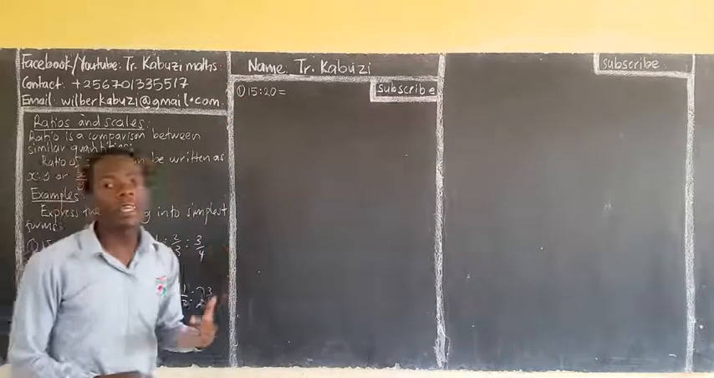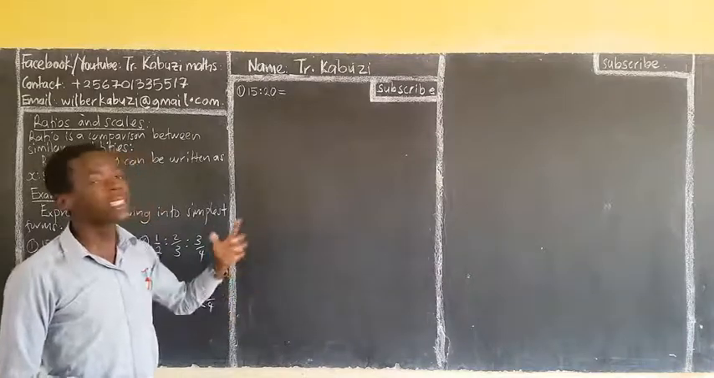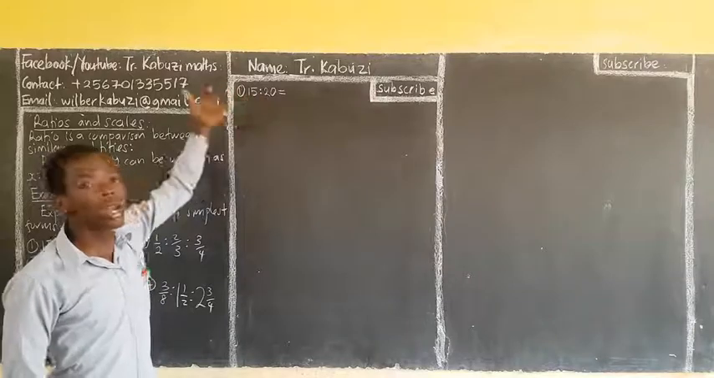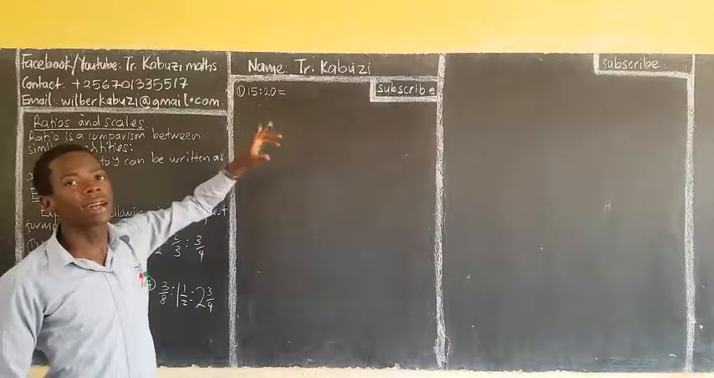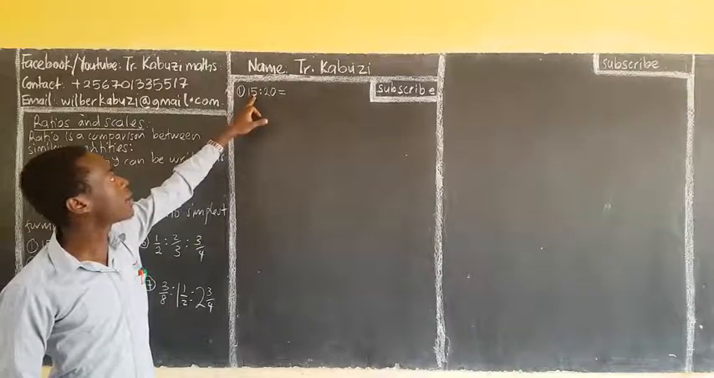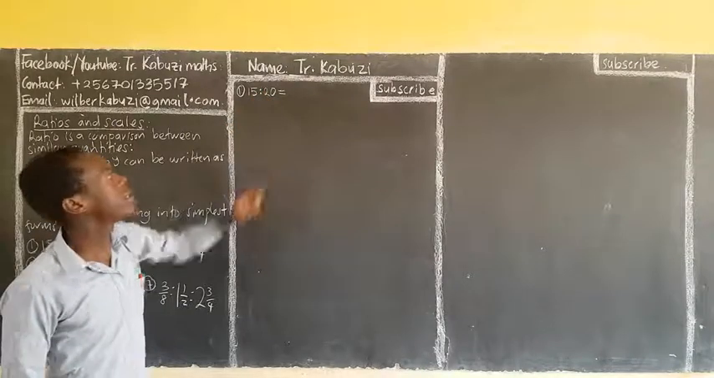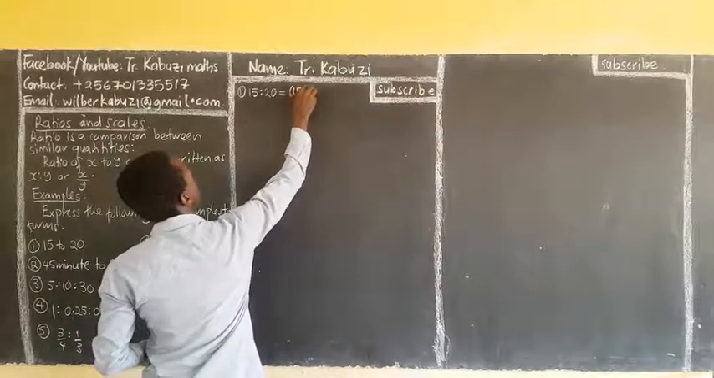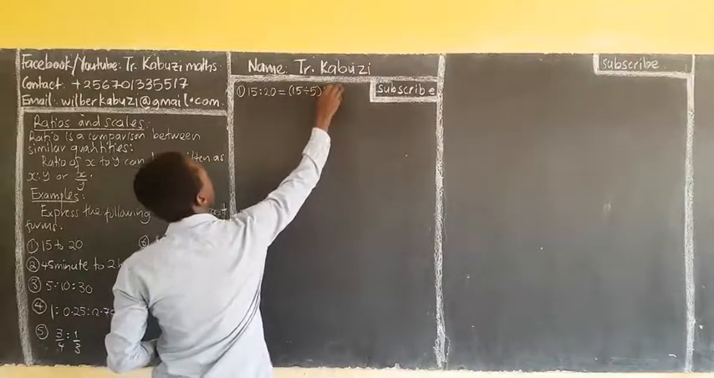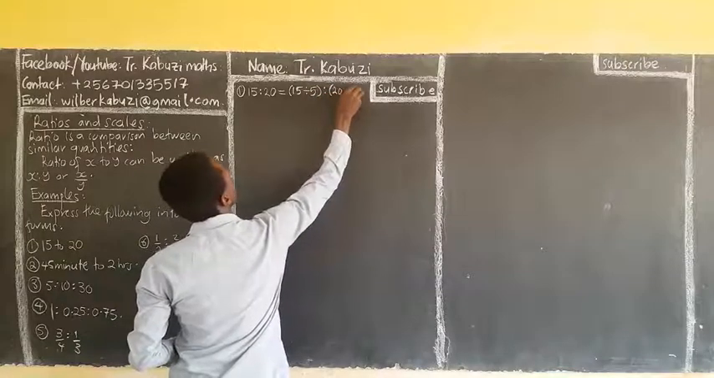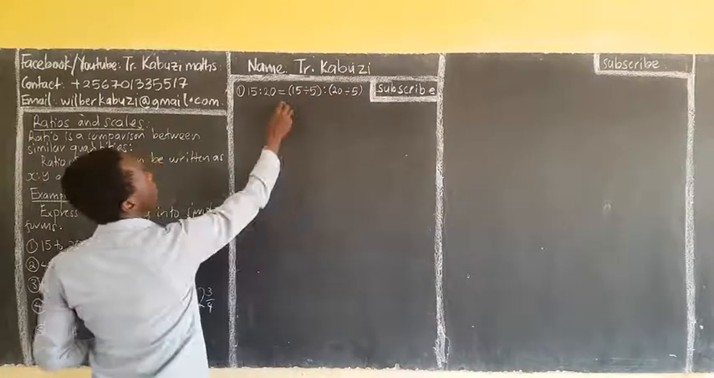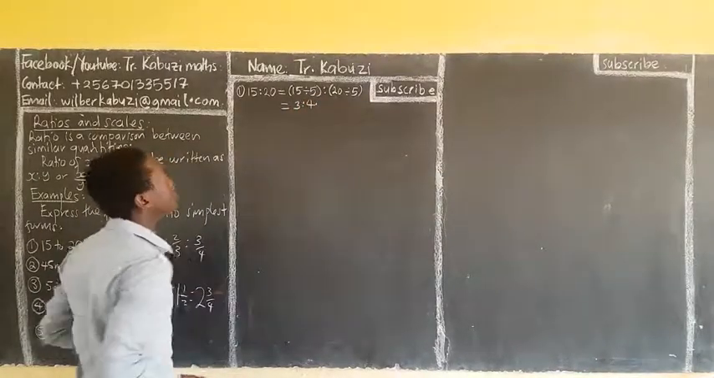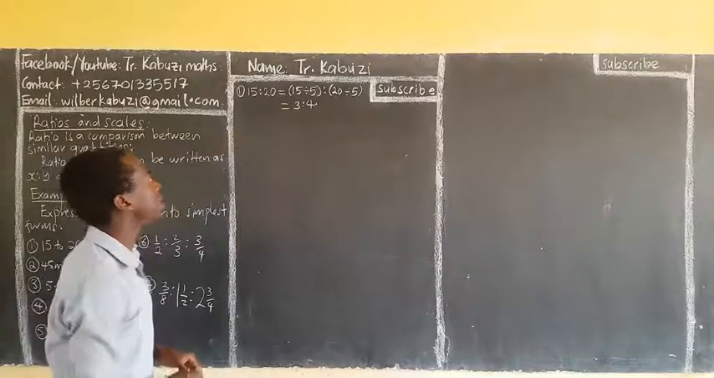Now, to write it in its simplest form means that these two numbers do not have any common factor. So you reduce until there is no factor common to both. You can divide this one by 5 and this one by 5. So the simplest form is: divide by 5. 15 divided by 5 gives 3, and 20 divided by 5 gives 4. So the simplest form of this is 3 to 4.